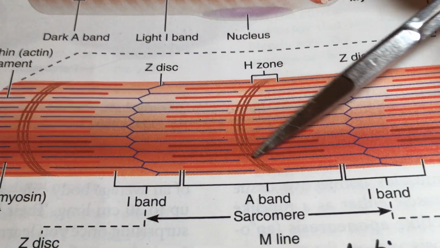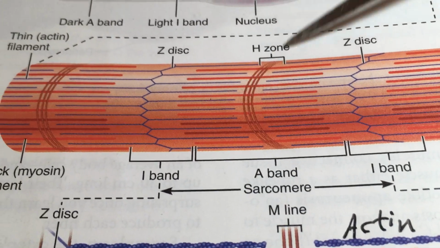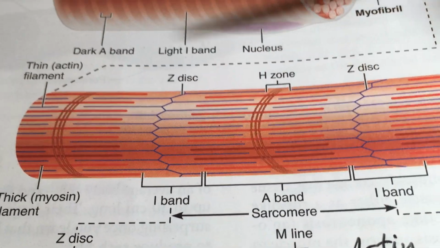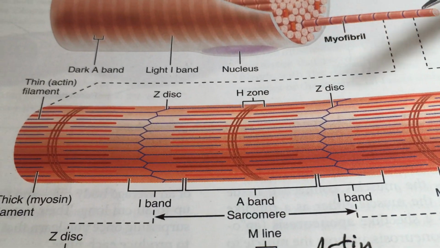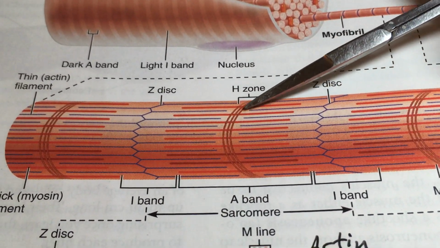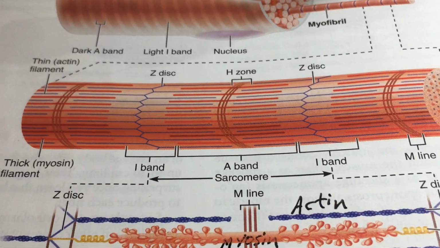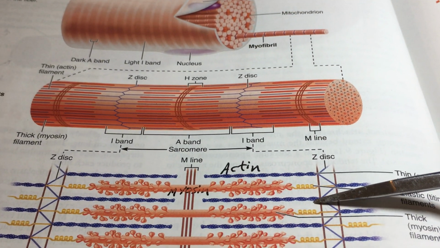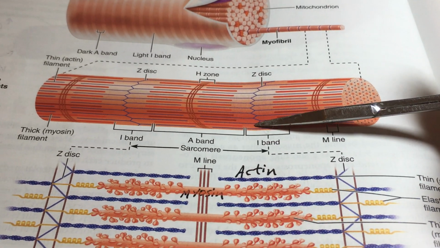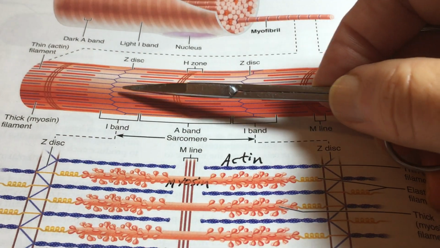See, they're sort of sliding together. So you can actually measure distance this way between two Z lines or between two H zones, that sort of thing. Here we're going to look at a particular unit, from one Z line to the next Z line.